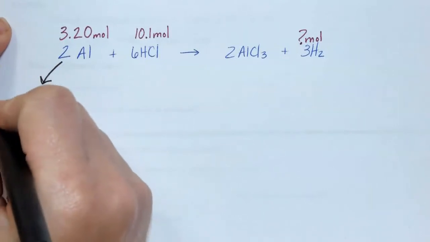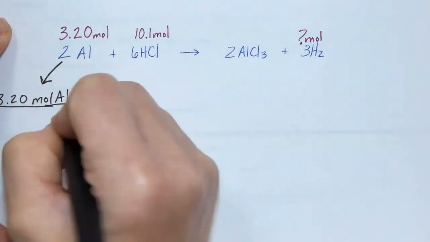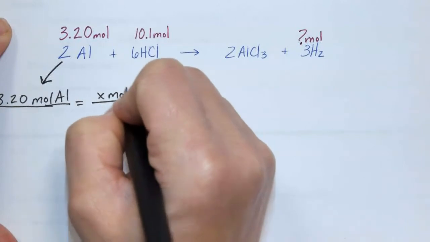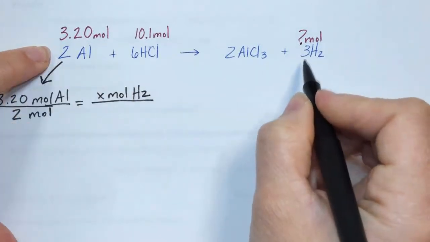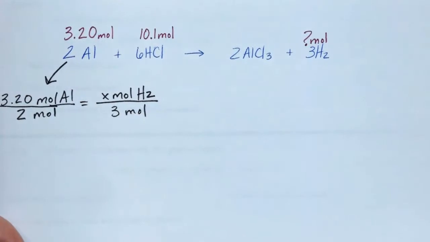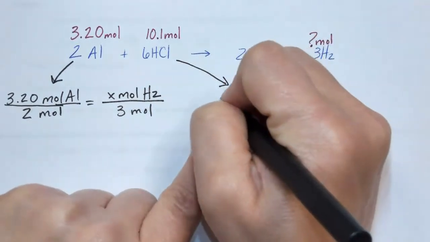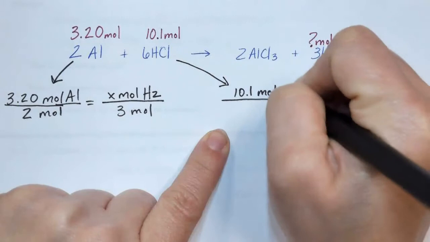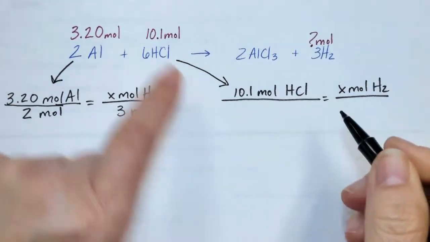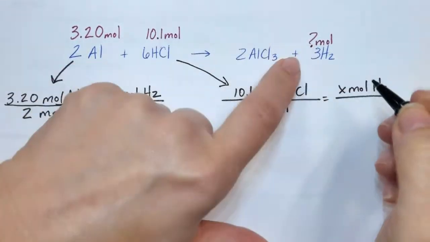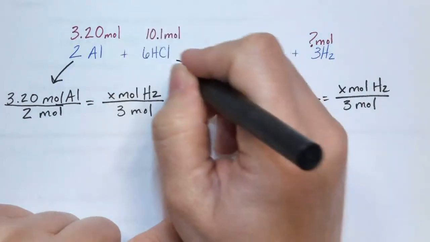This one here, where I'm going to draw my line, 3.20 moles of aluminum equals X moles of hydrogen, and then I use the coefficient, that's going to be 2 moles of aluminum, and over here we have 3 moles of hydrogen. So that's my first proportion. And then my second proportion I'll do over here, where I write 10.1 moles of HCl equals X moles of hydrogen, and then it's 6 moles of HCl over 3 moles of hydrogen. So I need to do the work for both of these.